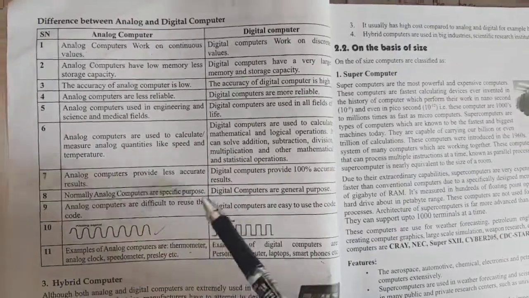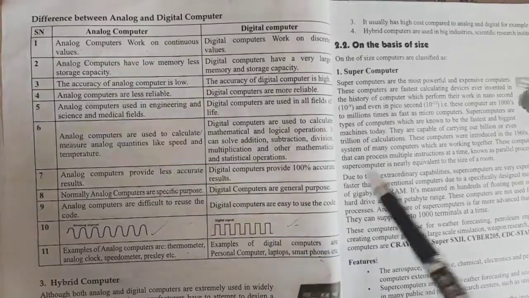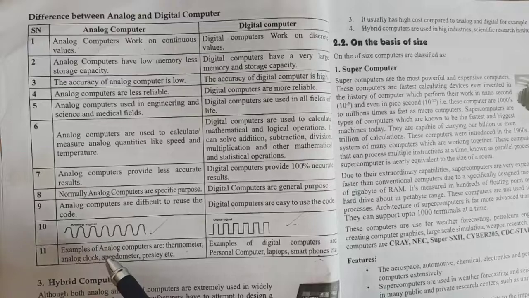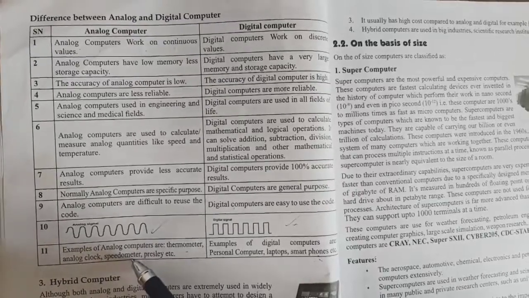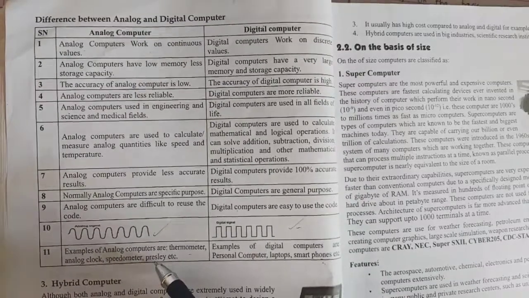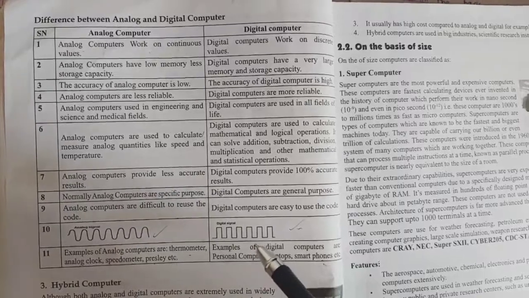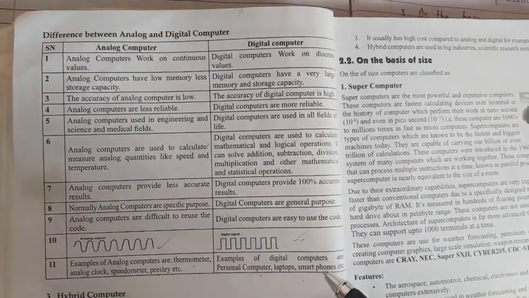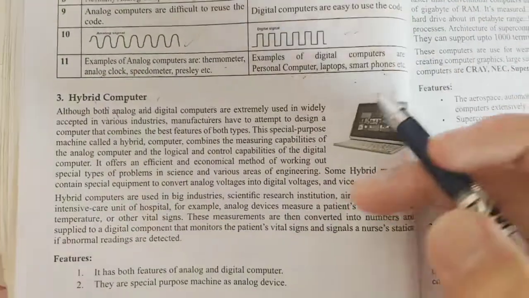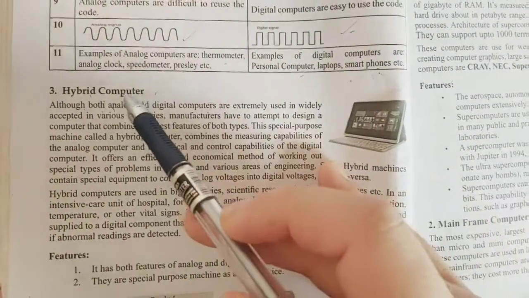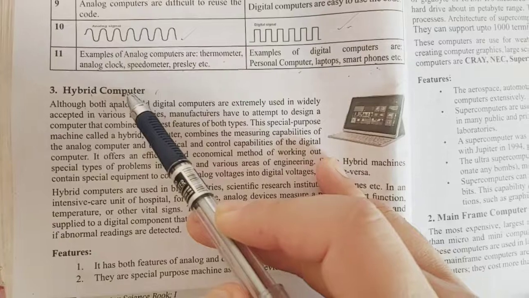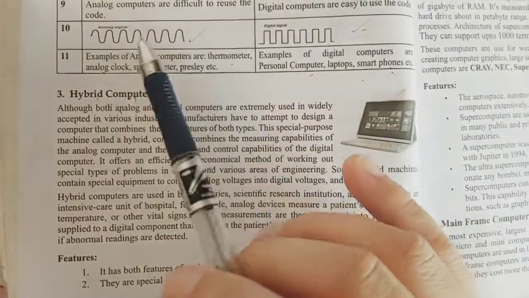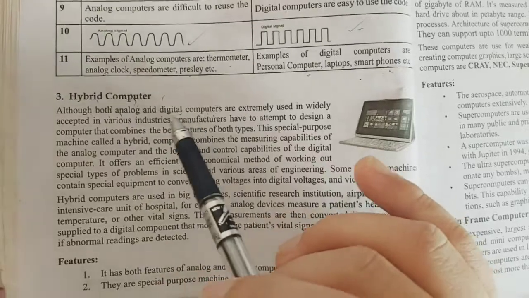This is the symbol of analog and this is the symbol of digital. Examples of analog computers are thermometer, analog clock, speedometer, etc. Examples of digital computers are personal computer, laptop, smartphone, etc. Now we go to another topic, that is the hybrid computer. It is very easy to know about hybrid computers because we already studied analog and digital.